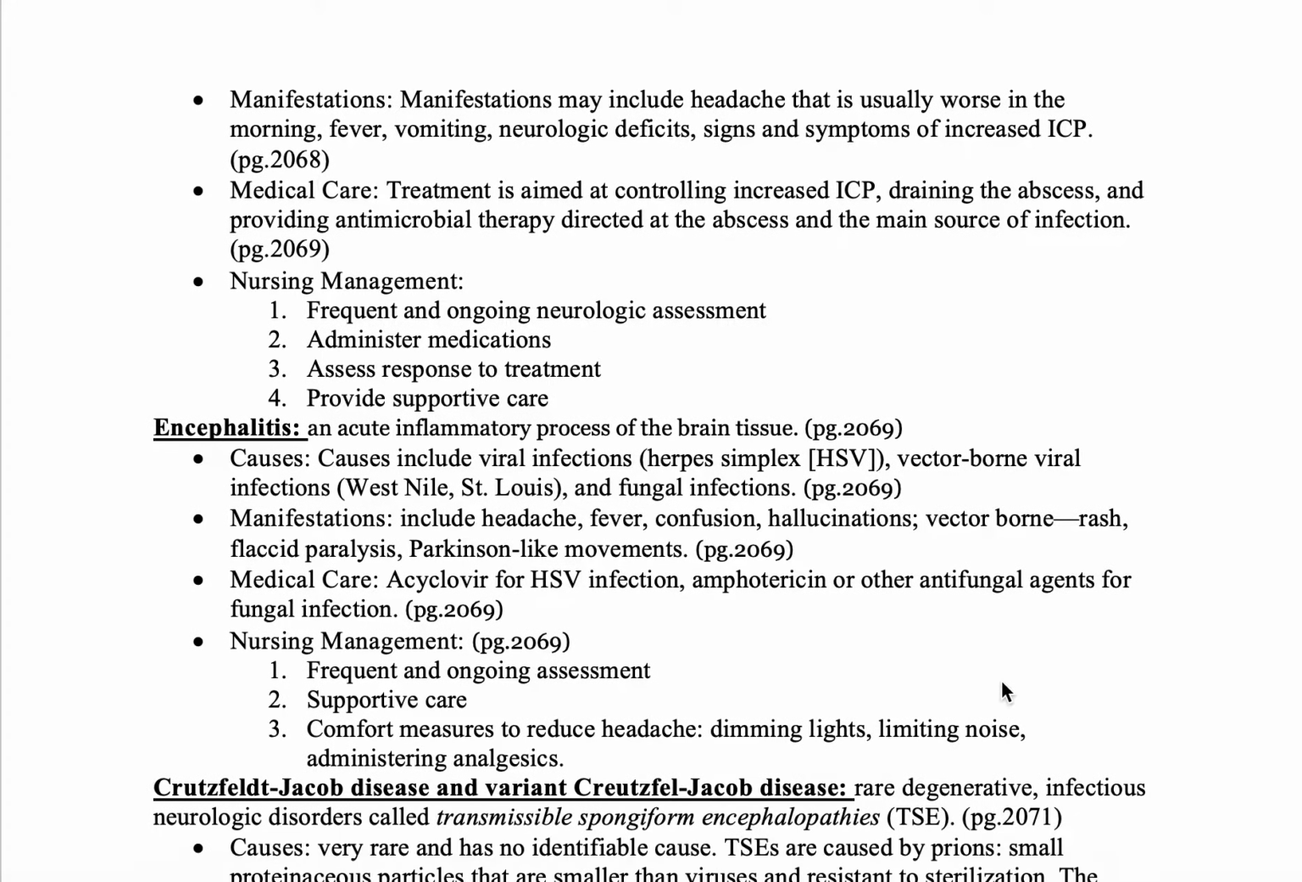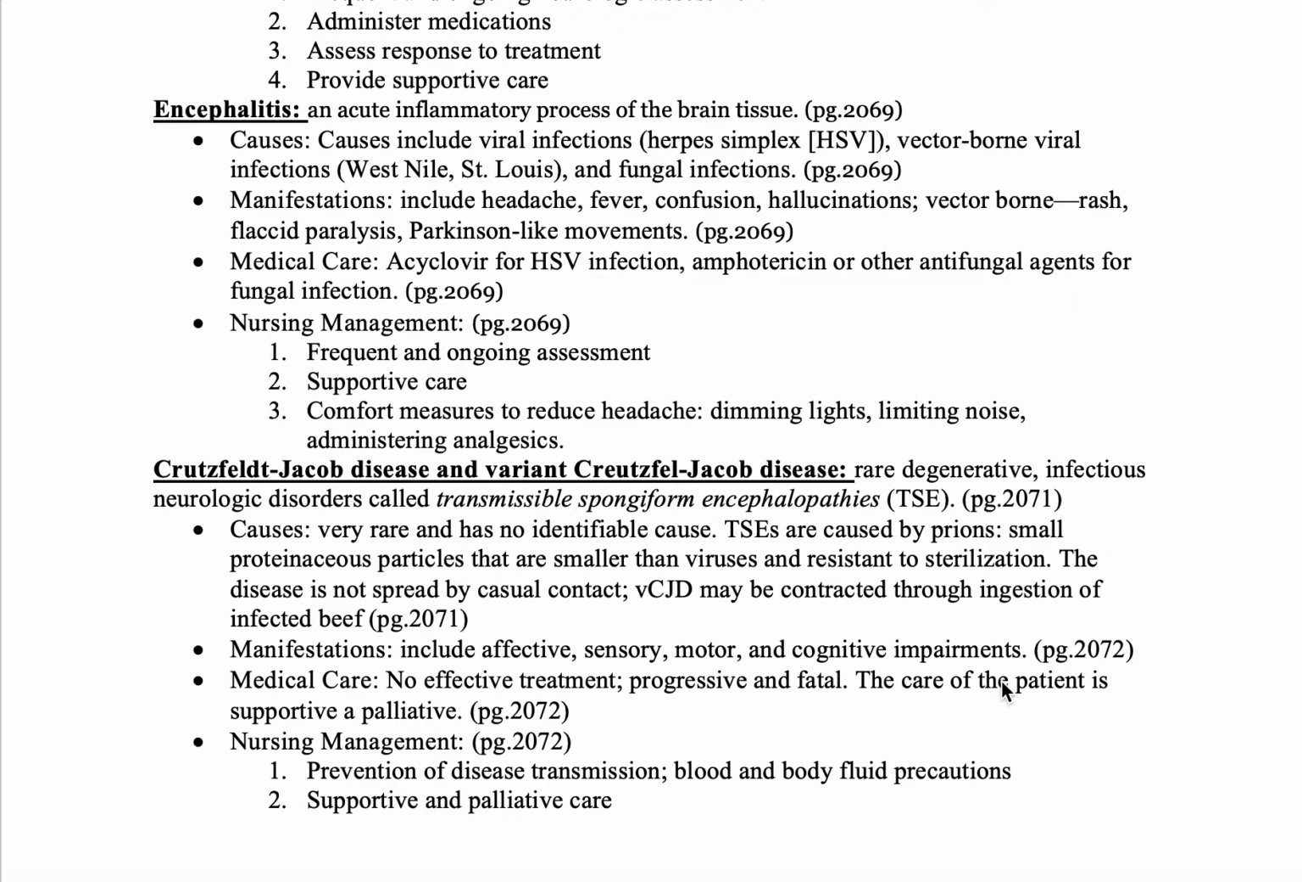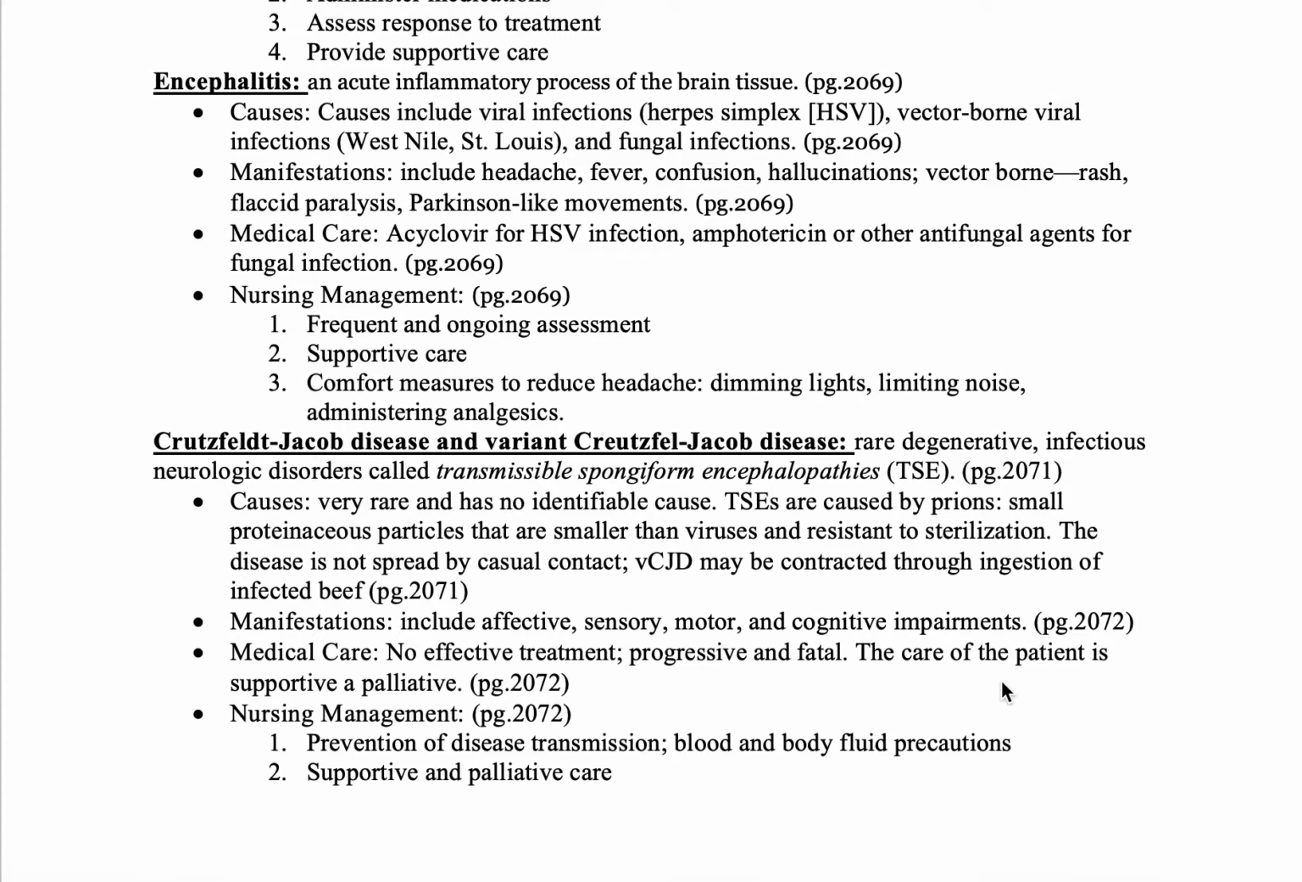The next disease we're going to go over is encephalitis, which is an acute inflammatory process of the brain tissue. This is all going to be covered on page 2069. The causes of encephalitis include viral infections, which could be herpes simplex virus, vector-borne viral infections, which could include West Nile or St. Louis, and fungal infections.